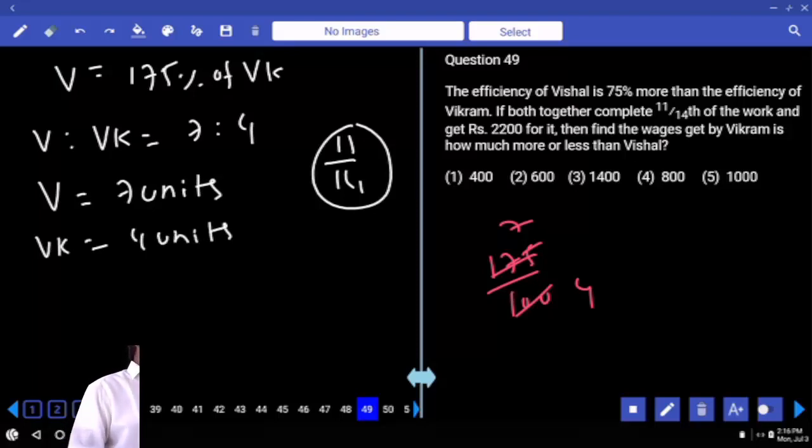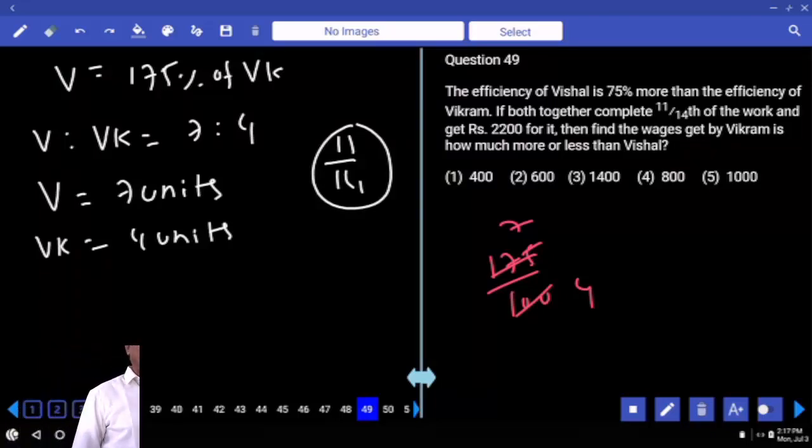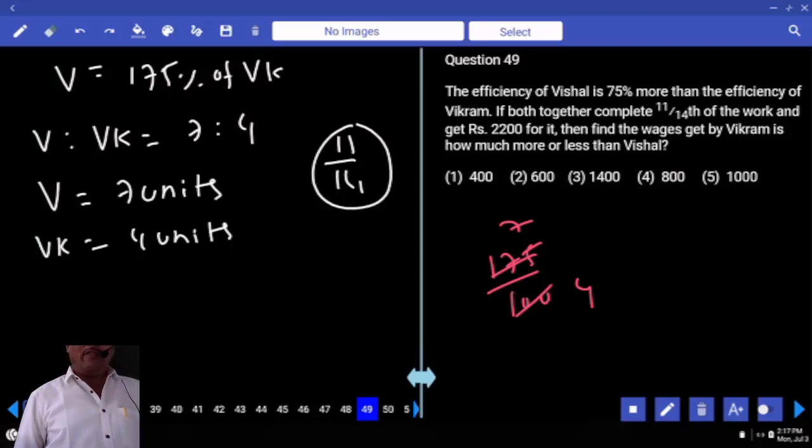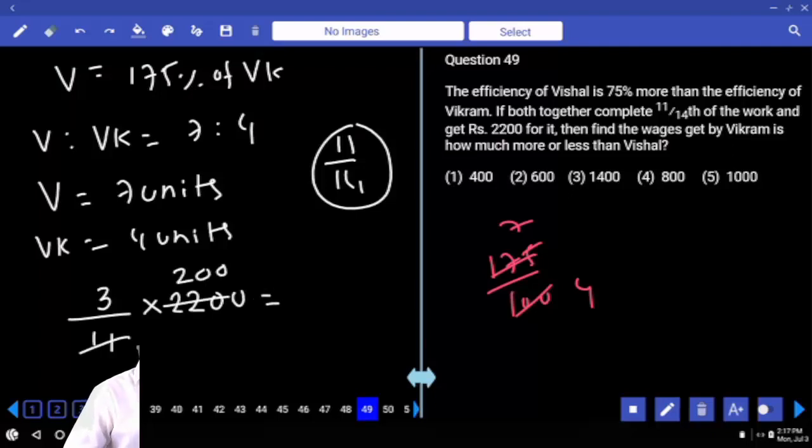Am I right? For these 11 parts of the work, they have got 2200. But we need to calculate the difference between their shares. Vishal is receiving 7 units, but Vikram is receiving 4 units. The difference is 3 units. So the difference between their shares is 3 by 11 into 2200. So how much in rupees? 600. It is the difference between their shares.